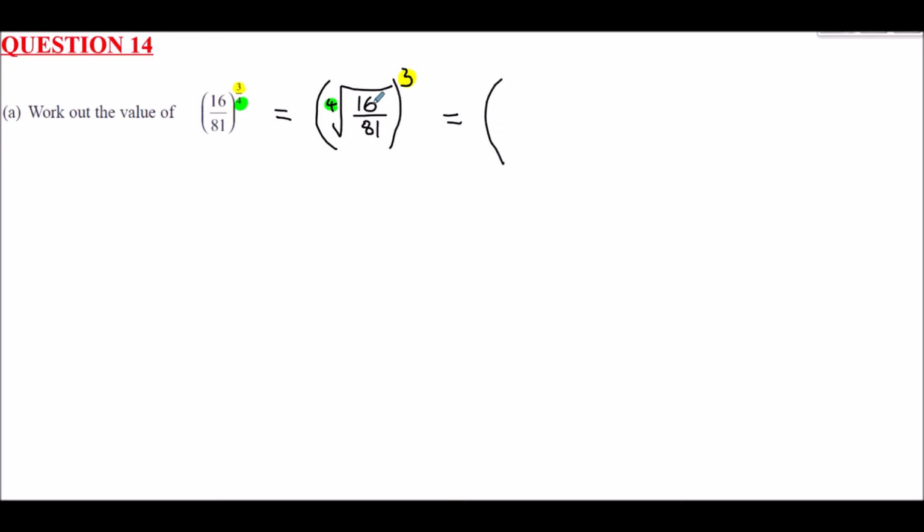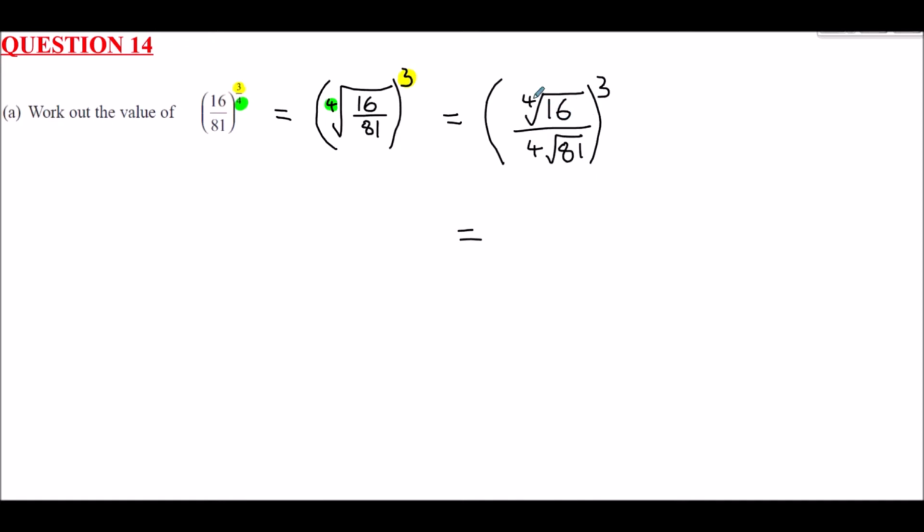Now another law of doing roots or powers is if we have a fraction, we can apply this root to the top and bottom separately. So we can do the 4th root of 16 and the 4th root of 81 separately, and then do that to the power 3. Now luckily, as you'll see, these numbers do have 4th roots.